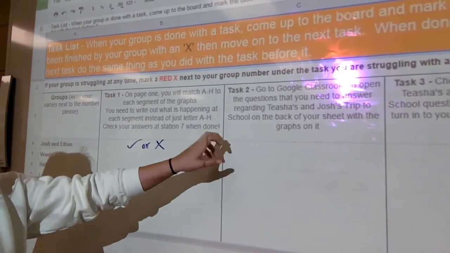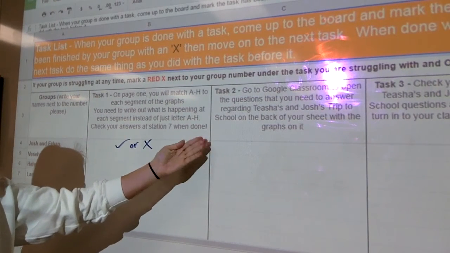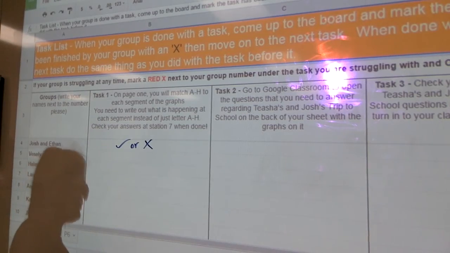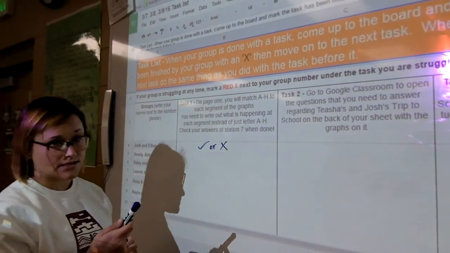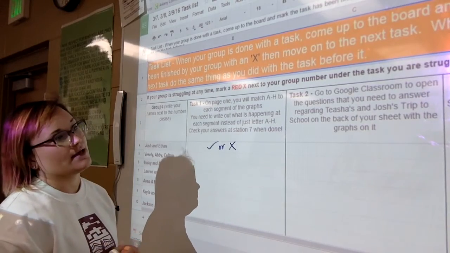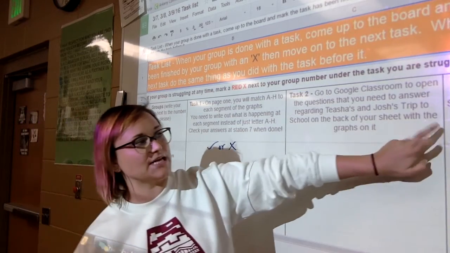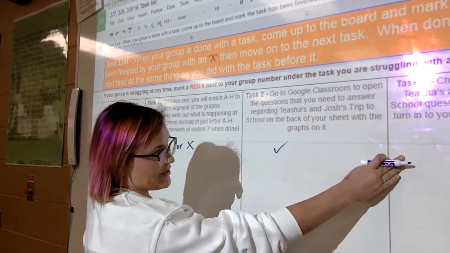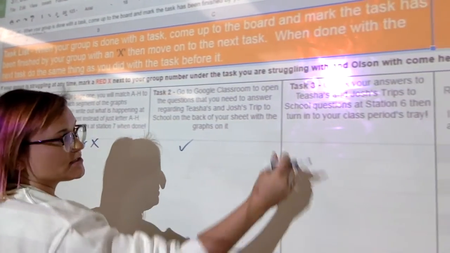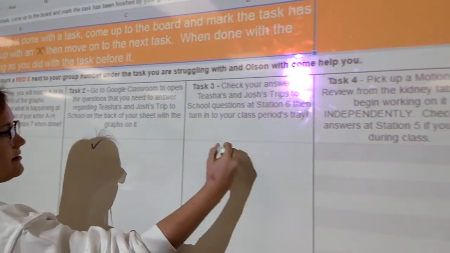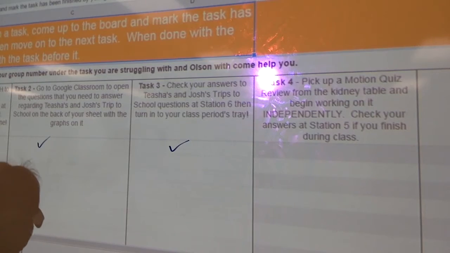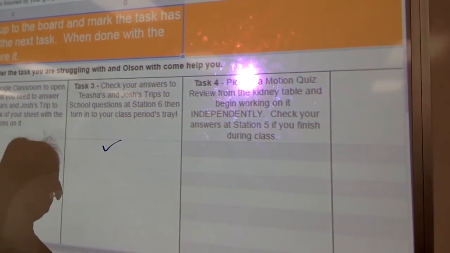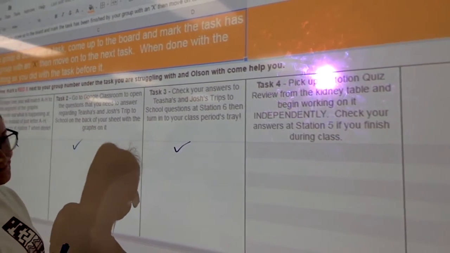At task 2, they went to Google Classroom to open questions they needed to answer together. When they were done answering those questions, they would again go self-assess at one of the lab stations, at station 6. They'd come up, check their answers at station 6, turn that into the class period's tray, check that off, and then move on to task 4. So they are self-directing as they are moving through this class period.